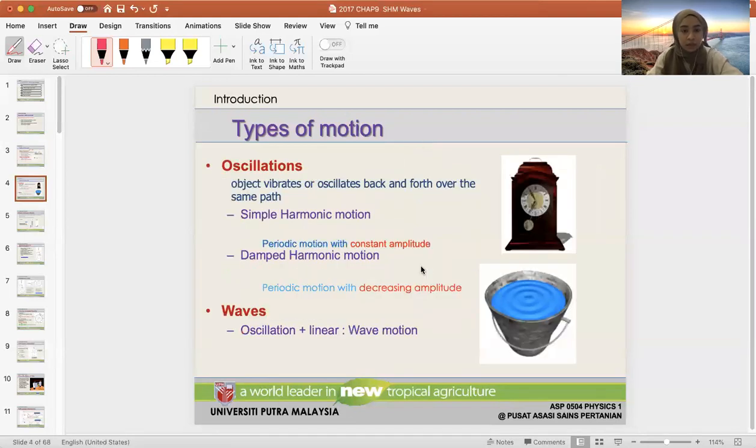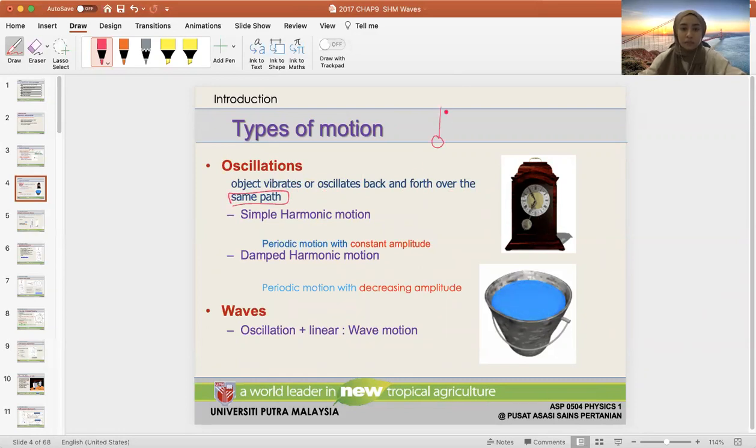Okay, next. So now we are learning a new type of motion. Just now we learned rigid body, equilibrium, non-equilibrium, orbiting, and so on. Now we have oscillation. What is oscillation? Oscillation happens when an object vibrates or oscillates back and forth over the same path. Okay, over the same path. It has to be the same path. This is the keyword.